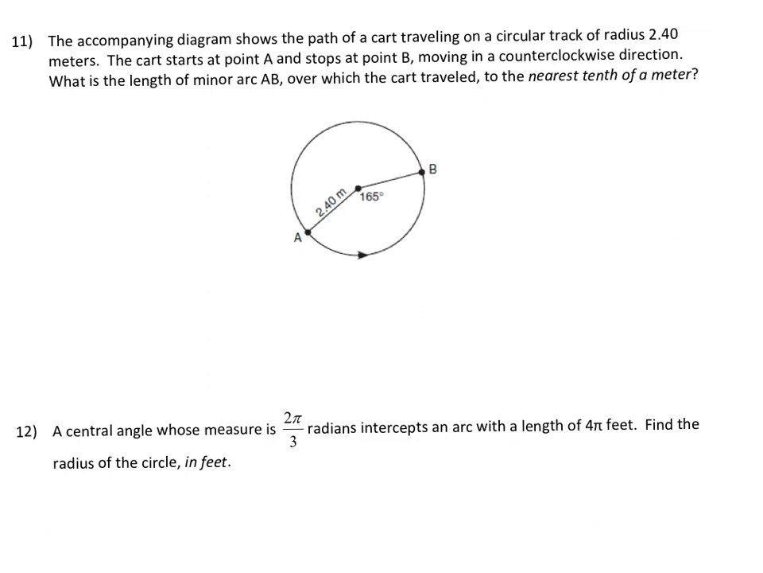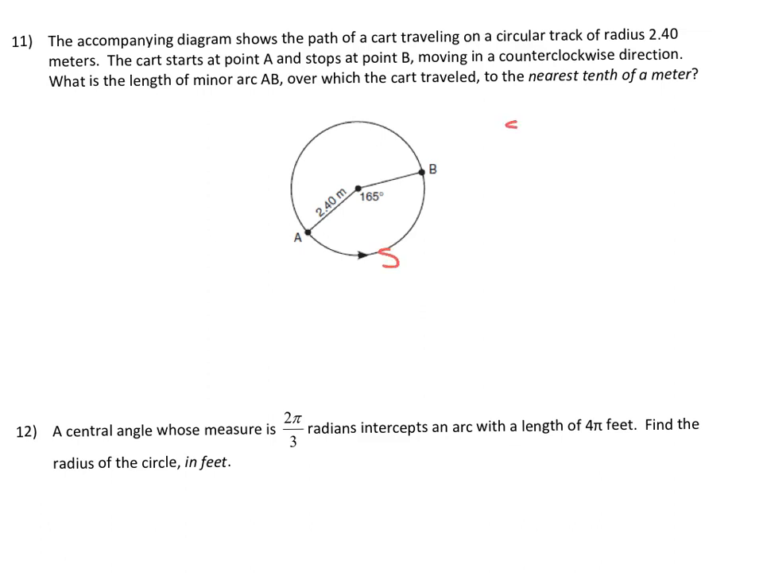Number 11, the accompanying diagram shows the path of a cart traveling on a circular track of radius 2.40 meters. The cart starts at point A and stops at point B, moving in a counterclockwise direction. What is the length of minor arc AB? So minor arc would be the smaller arc, right? This would be the major arc AB. We're looking for the minor arc AB, over which the cart traveled to the nearest tenth of a meter. So we're looking for the arc length, so we're looking for the S.